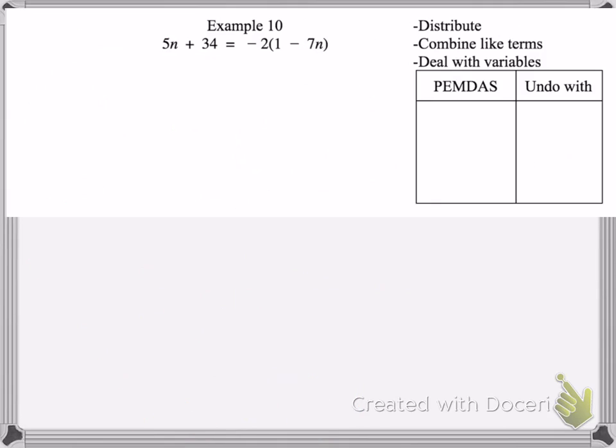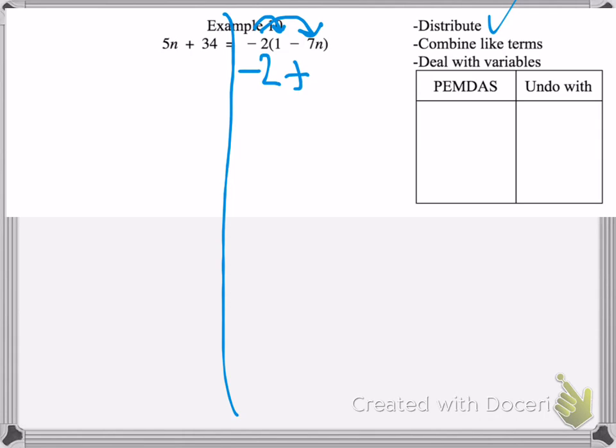Okay, next. We need to distribute. I only have distribution on the right side, so I'm going to do that first. Negative 2 times 1, which is negative 2. Negative 2 times negative 7n, that's a negative times a negative. If you didn't hear that closely, that is plus 14n. On my left side, I have 5n plus 34. And then we need to combine like terms, which we don't have to worry about this time. I don't see any like terms.